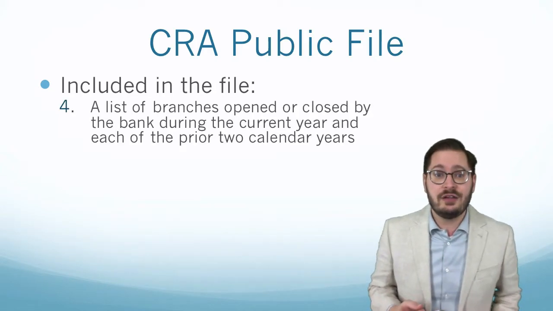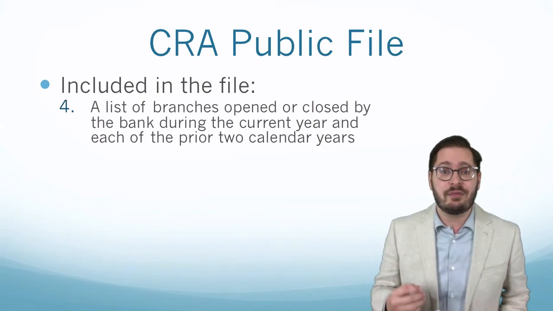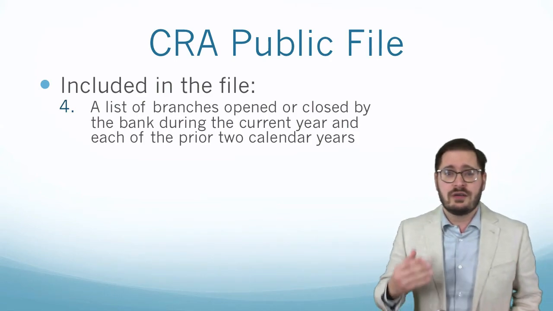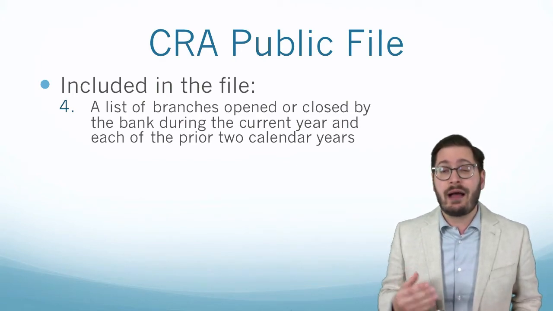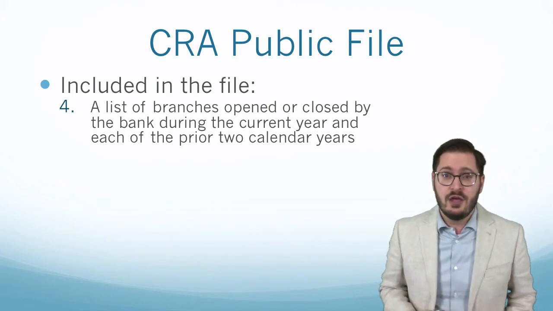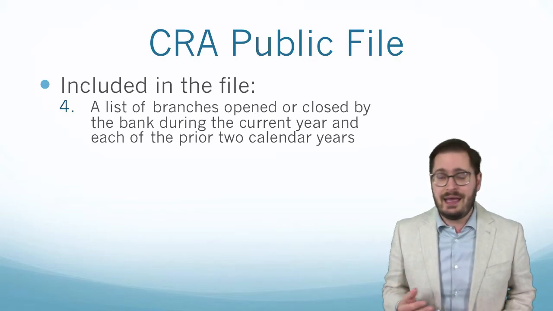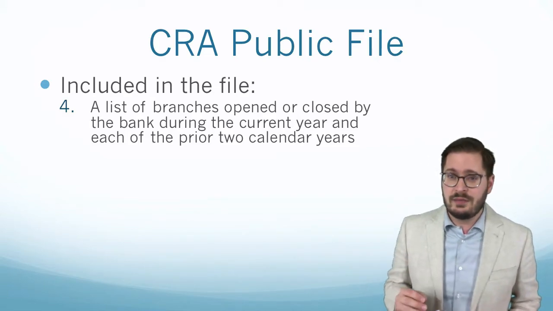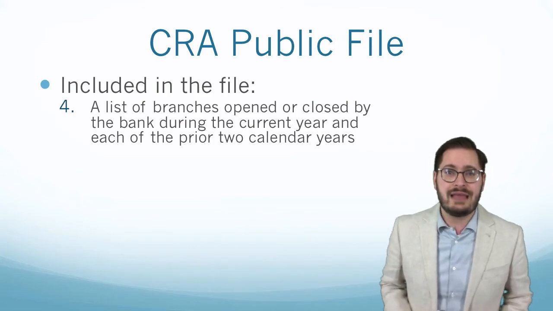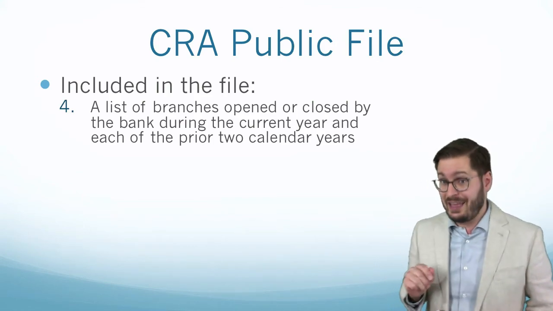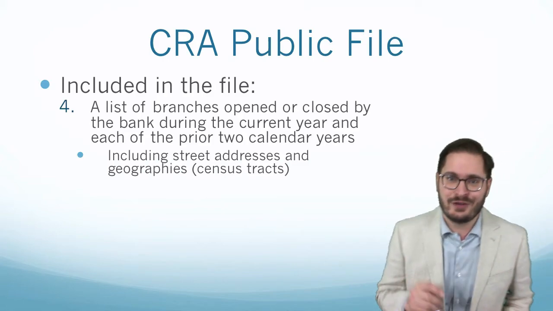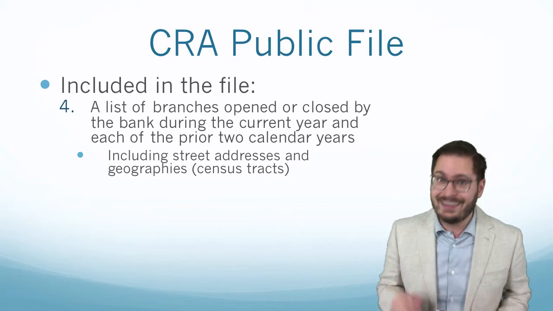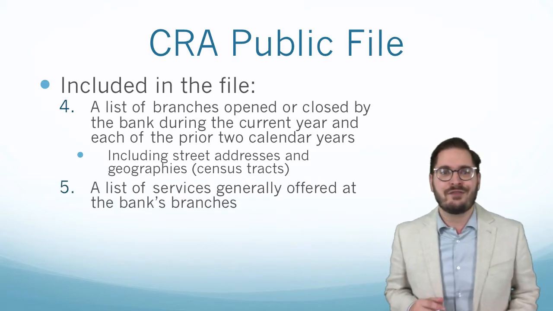The next thing included in the public file is a list of branches that were opened or closed by the bank or credit union during the current year and each of the prior 2 calendar years. So if you didn't open any, that's okay. I would just state that fact. But if you did open or close any branches, then you would need to include that in the public file along with, guess what? The street addresses and geographies, otherwise known as, you got it, census tracts. So that's the fourth thing.